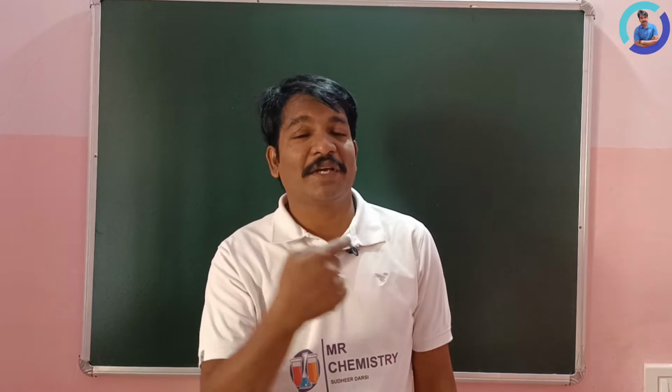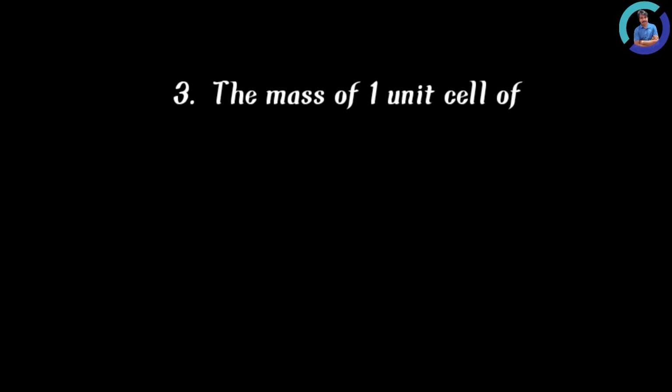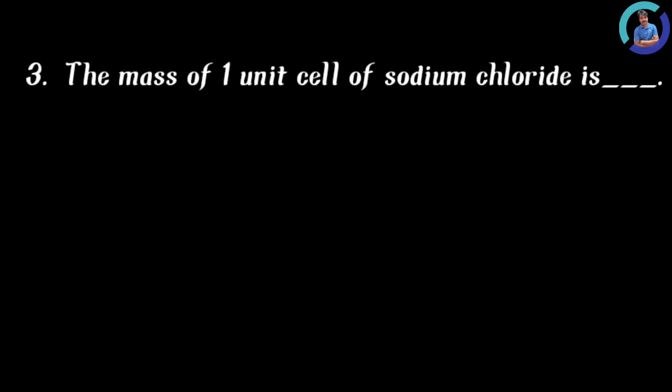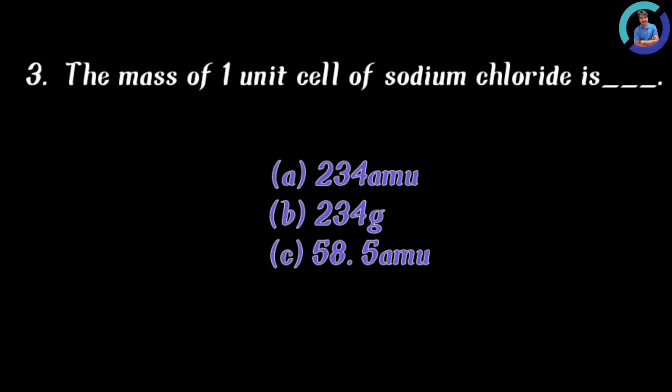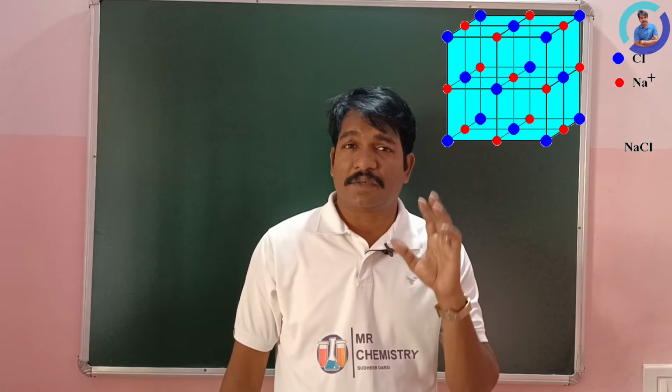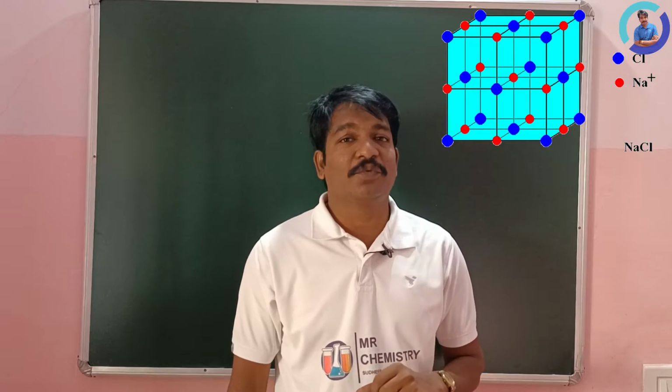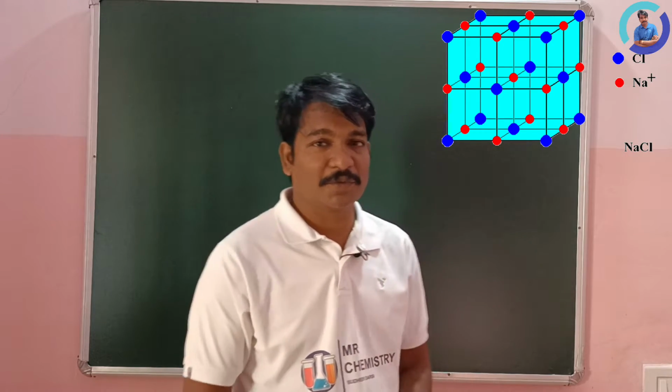We already learned what is a unit cell and what is the type of unit cell in sodium chloride. Now we are going to calculate one numerical based on the mass of one unit cell. The mass of one unit cell of sodium chloride is option A, 234 AMU, option B, 234 grams, option C, 58.5 AMU, option D, 58.5 grams. We already learned that there are 4 Na plus and 4 Cl minus ions in each unit cell of sodium chloride.